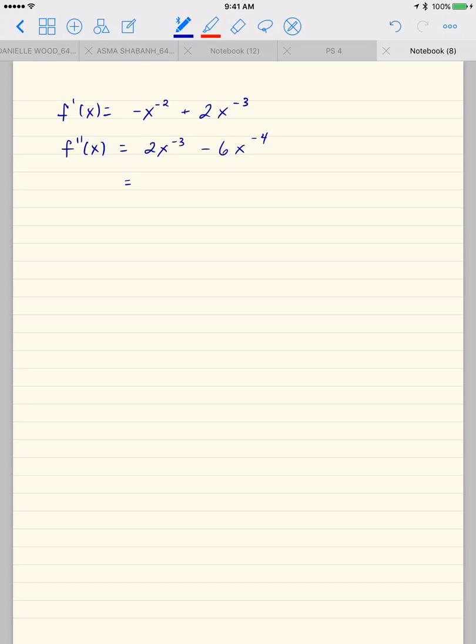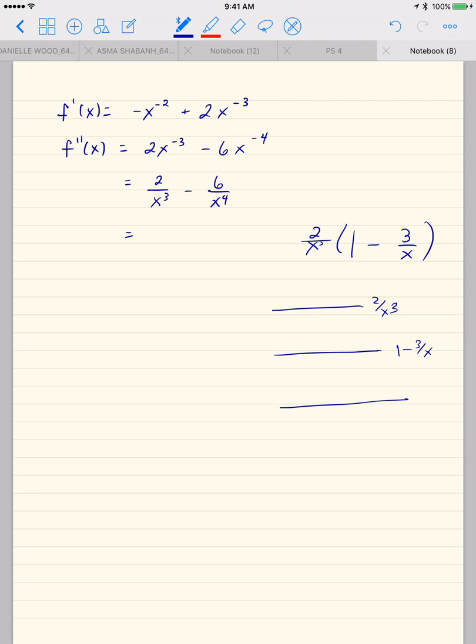Okay, so let's go ahead and write it as a fraction. 2 over x cubed minus 6 over x to the 4th. And I'm going to factor out 2 over x. No, I'm not. So let me do this instead. And here's the reason why: I was going to say I'm going to factor out 2 over x cubed times 1 minus 3 over x. But then I would have to have a number line for 2 over x cubed and a number line for 1 minus 3 over x. And in my head, it's a lot easier if I write it like this.